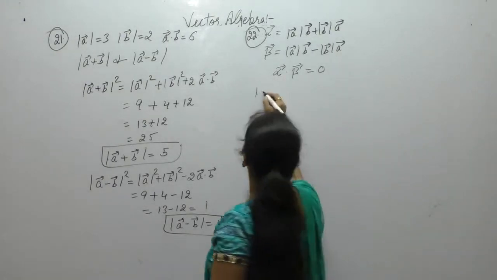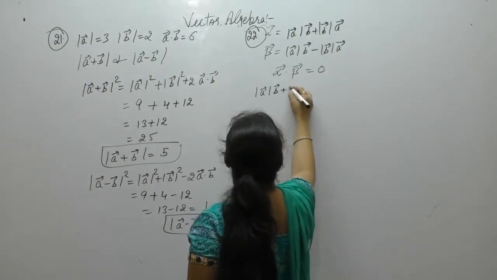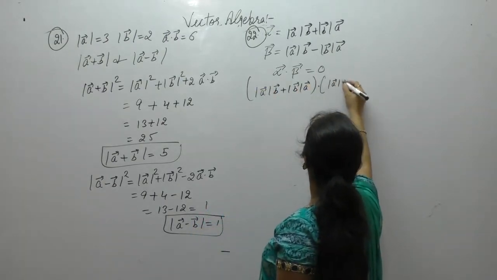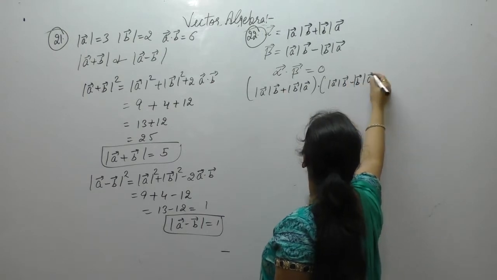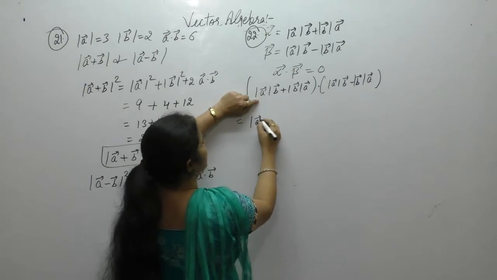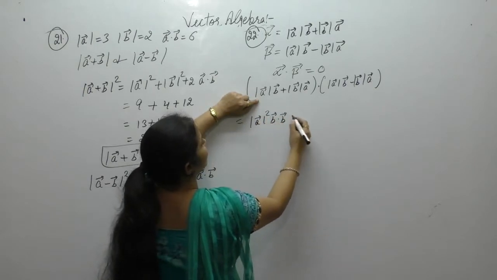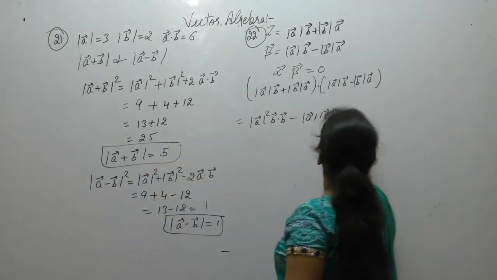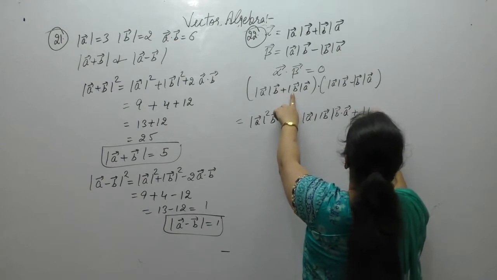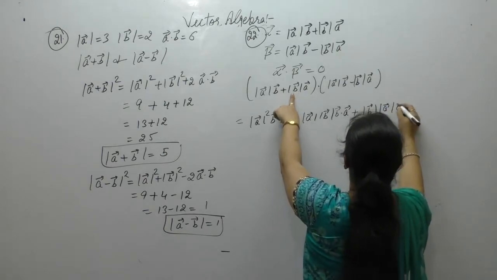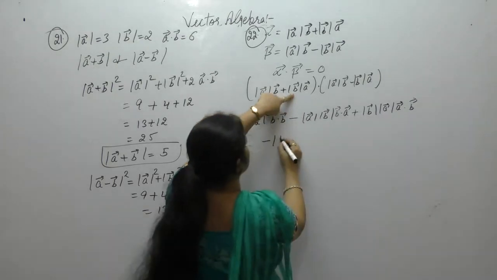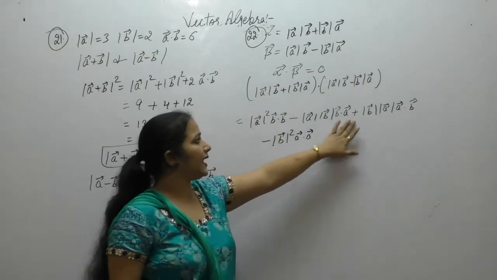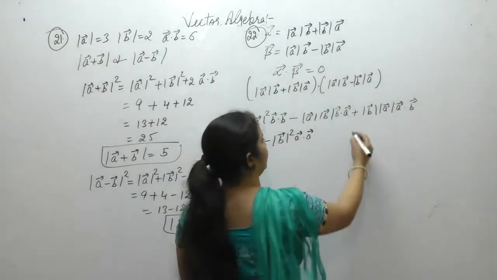Now take the dot product of these two vectors: modulus of A times B vector dot modulus of A times B vector minus modulus of B times A vector. Modulus of A square, B vector dot B vector, minus modulus of A modulus of B, B vector dot A vector, plus modulus of B modulus of A, A dot B, minus modulus of B square, A dot A. Now we know that B dot A is equal to A dot B.